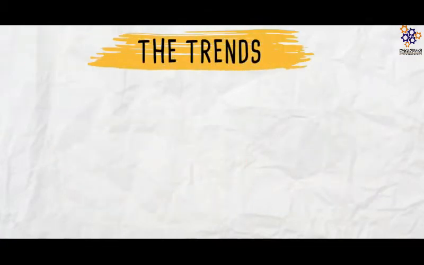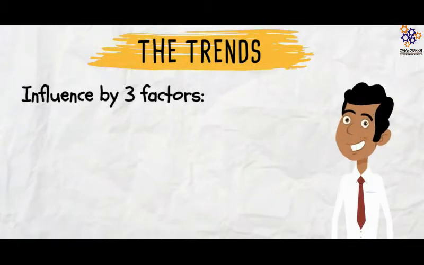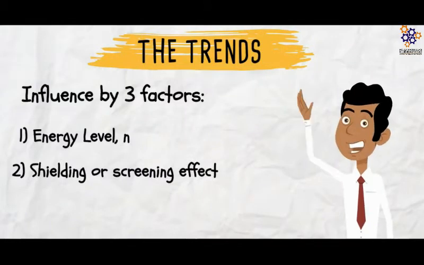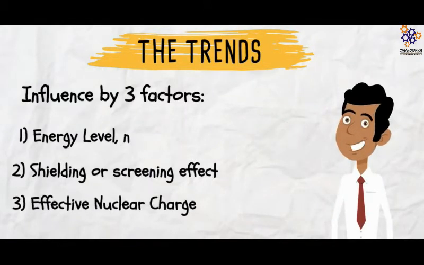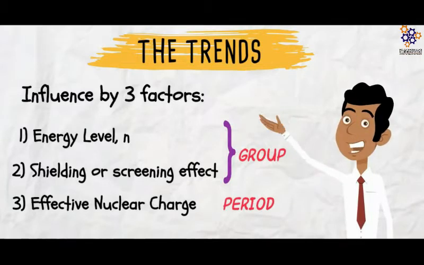All periodic table trends are influenced by three factors: energy level, shielding or screening effect, and effective nuclear charge. Both energy level and screening have an effect on the group, while effective nuclear charge has an effect on a period.